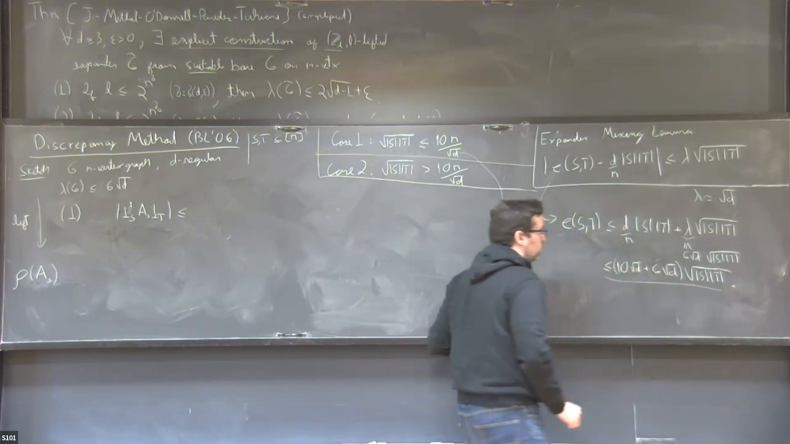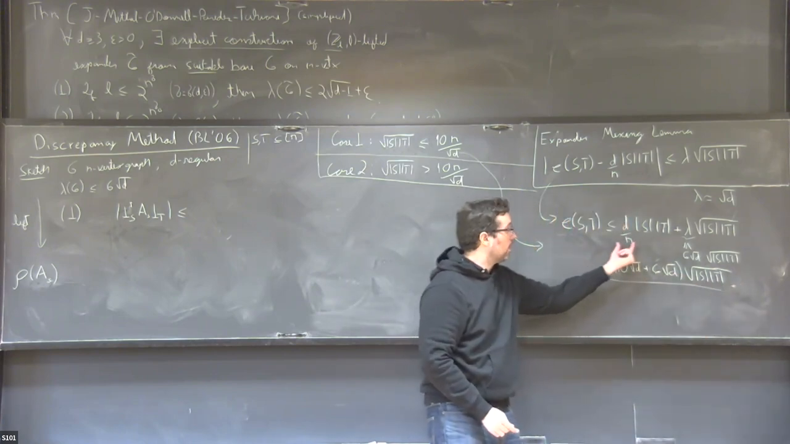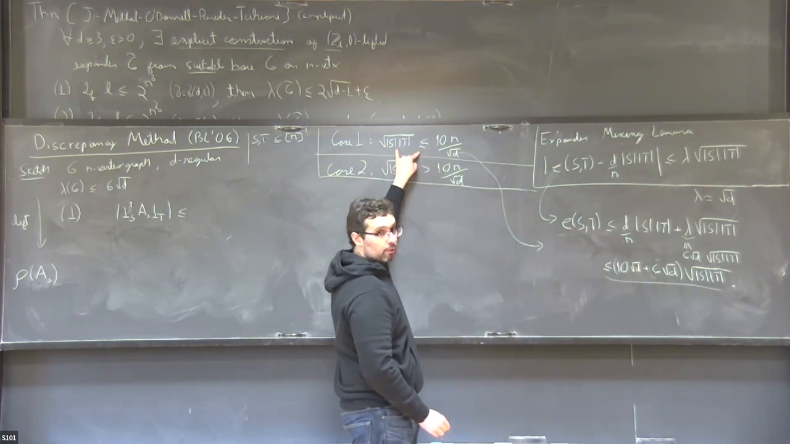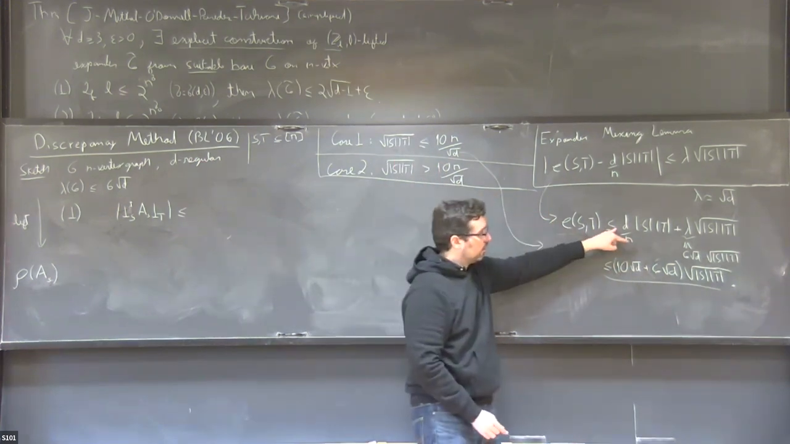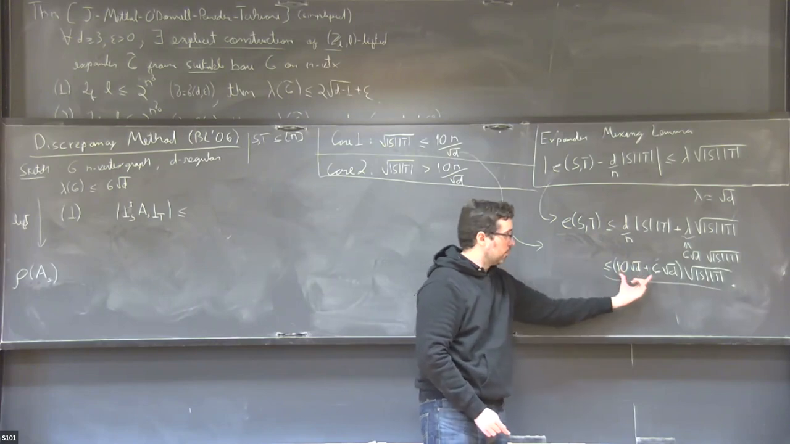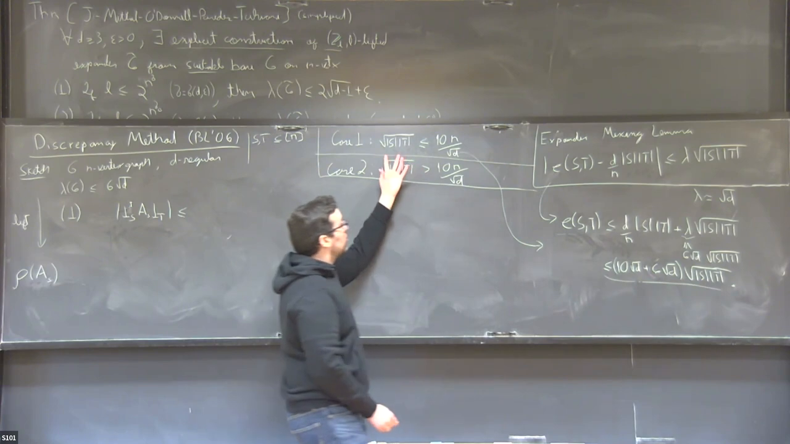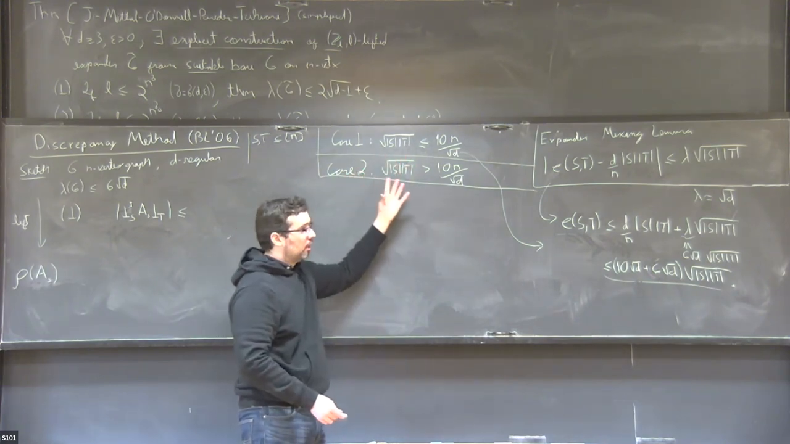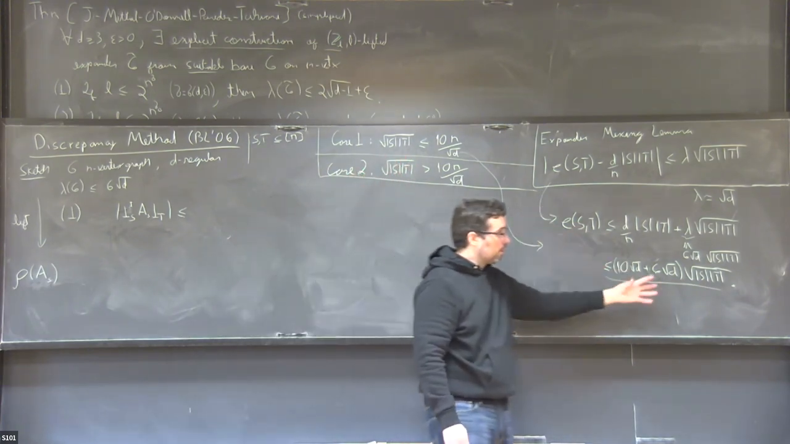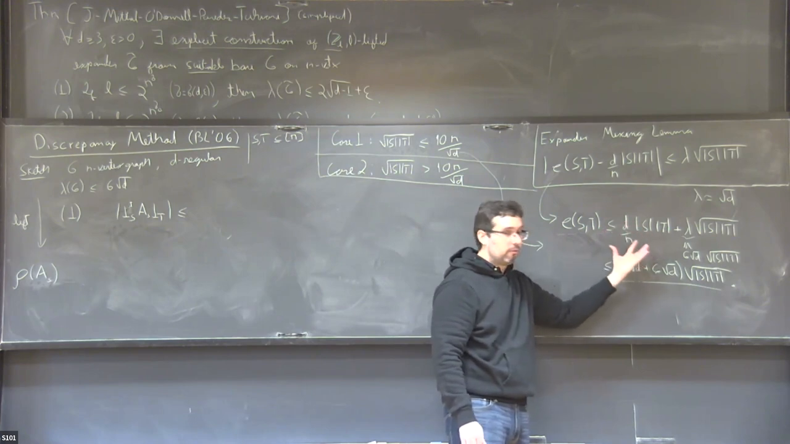So in the first case, we would have this, right? Because I'm replacing this A by the bound that you get from here. And right, and then you get this expression, which is a constant times square root of D, right? So in a sense, if the two sets, the product of them is small, then expander mixing lemma will tell us that there are too many things going on.